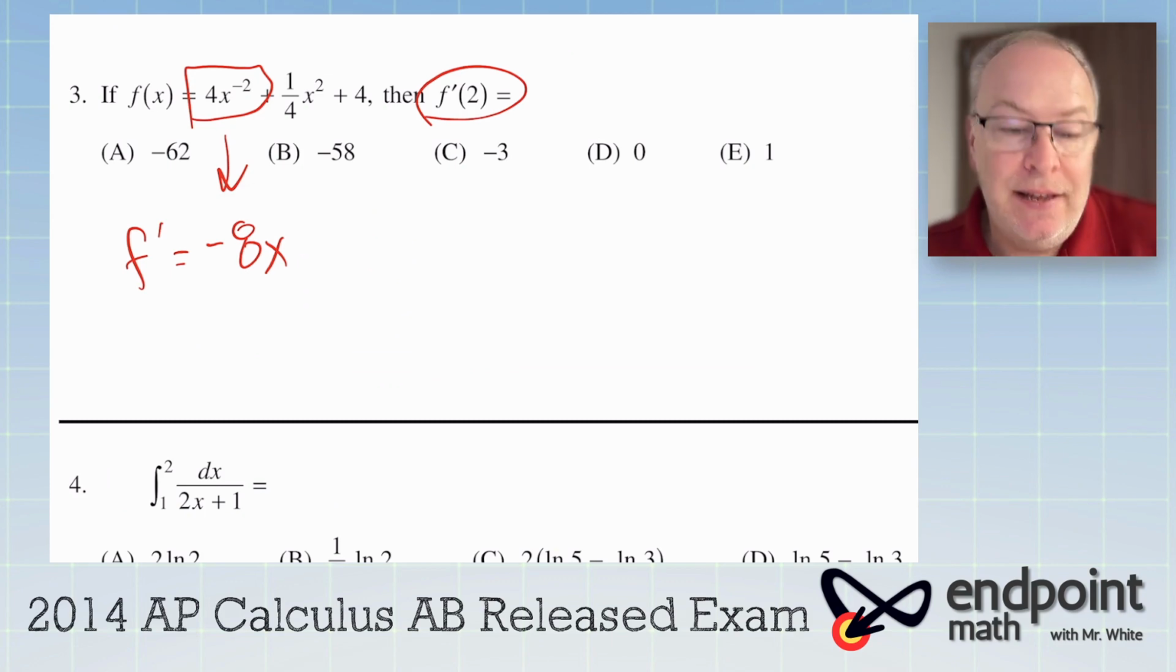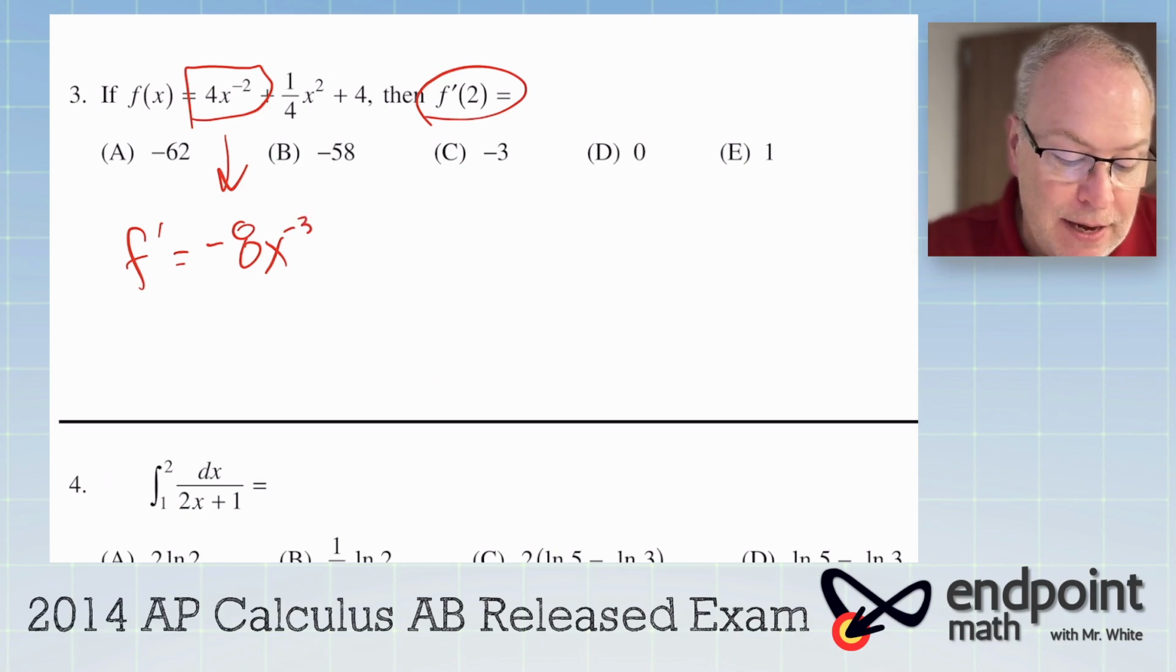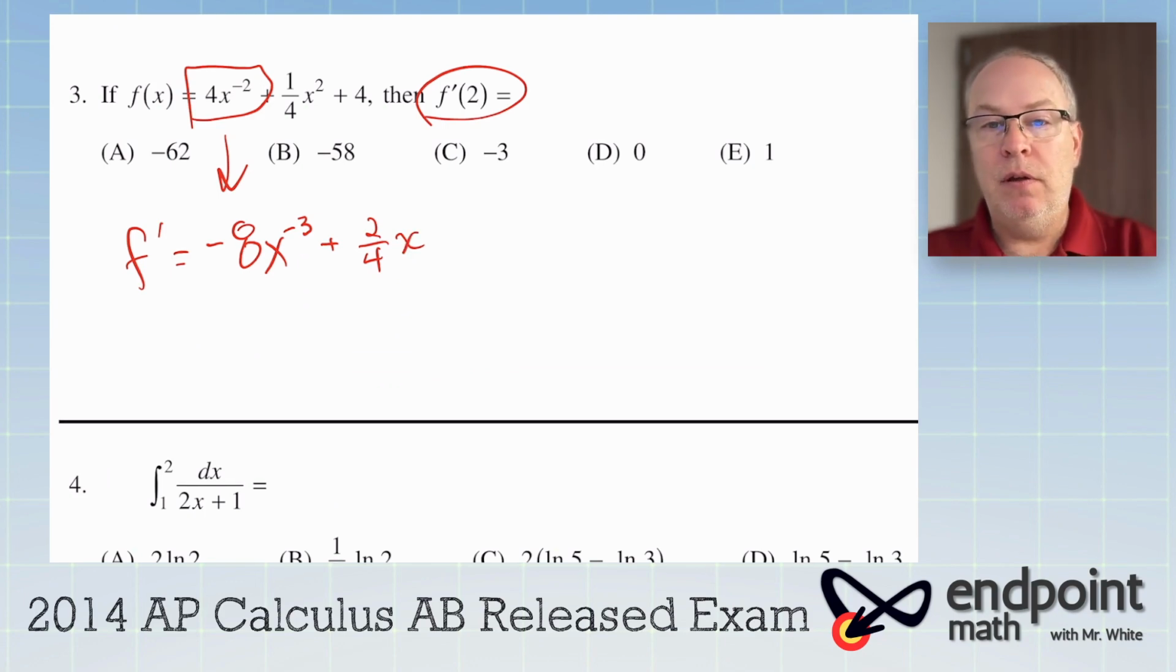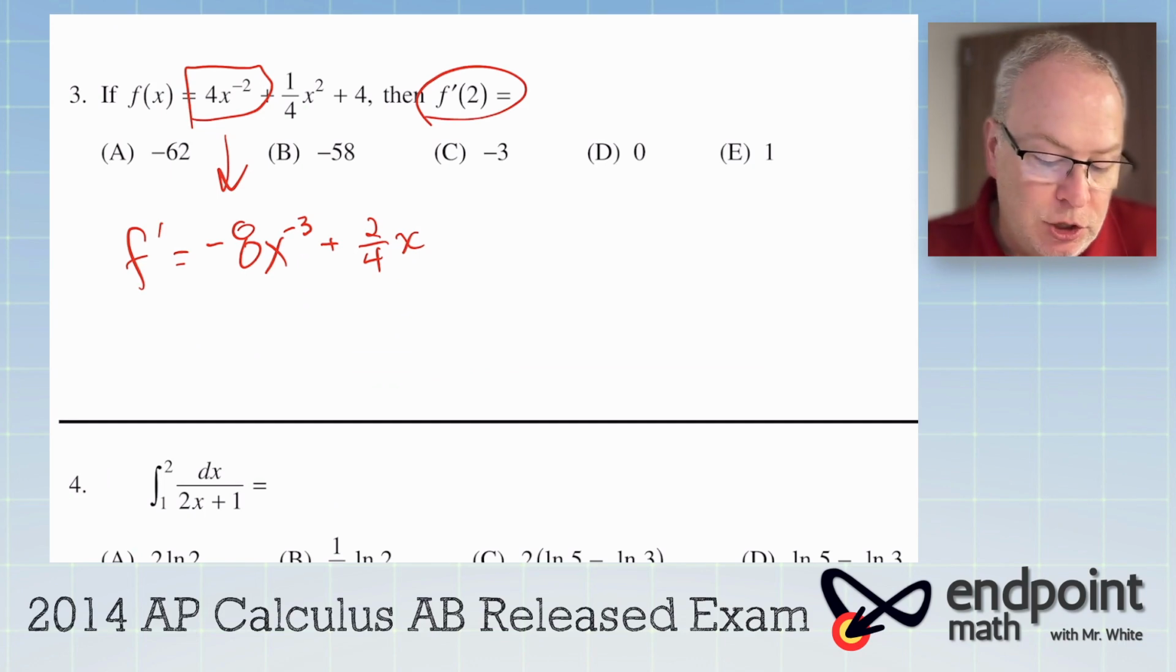So that means adding negative 1. So it becomes negative 3 plus, okay, so if you multiply by 2 here, you get 2/4 times x, and then the derivative of 4, of course, is just 0. Now we're going to plug 2 in.